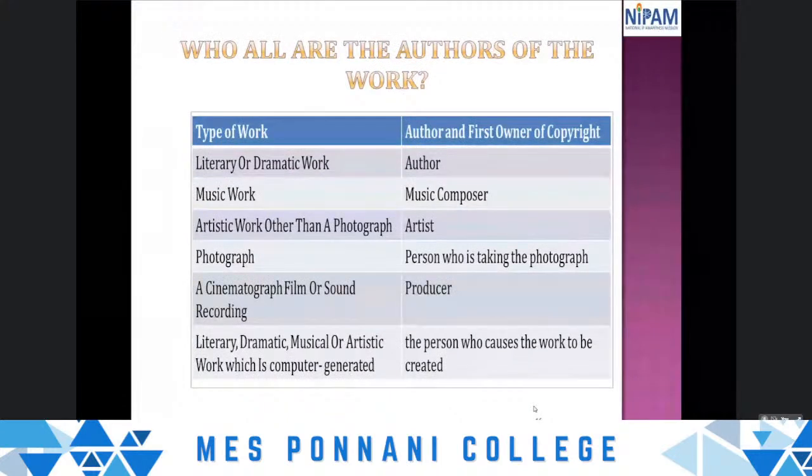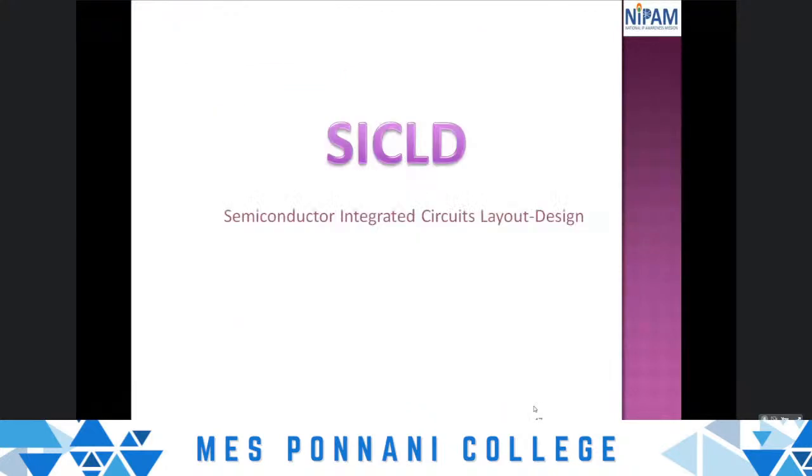Now this slide basically defines the copyright owner depending upon the type of work. If it's a literary or dramatic work, the author will be the owner. If it's a musical work, the composer. If it's an artistic work, the artist. If it's a photograph, then the photographer. If it's a cinematographic film or sound recording, the producer of that particular film or recording will be recognized as the copyright owner. And if it's a computer generated work, then the person who causes the work to be created will be the official copyright owner.